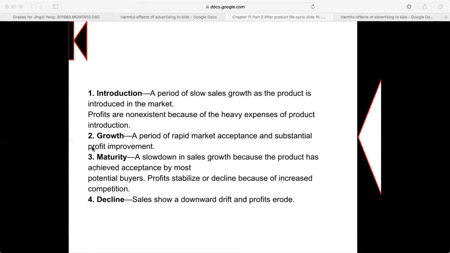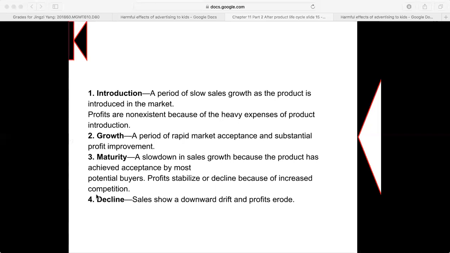Introduction is a period of slow sales growth as the market just takes on a new product. The profit in this stage is very slow, and they have to take care of heavy expenses for the product introduction. The second part is growth. It is a period of rapid market acceptance and substantial profit improvement.